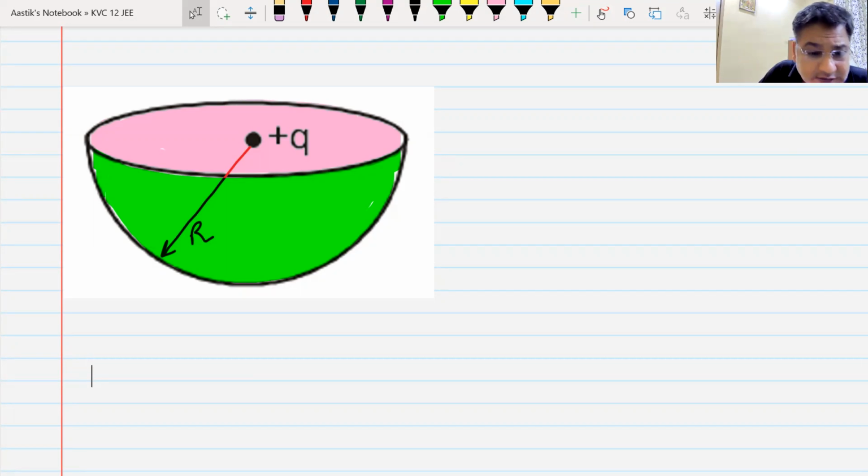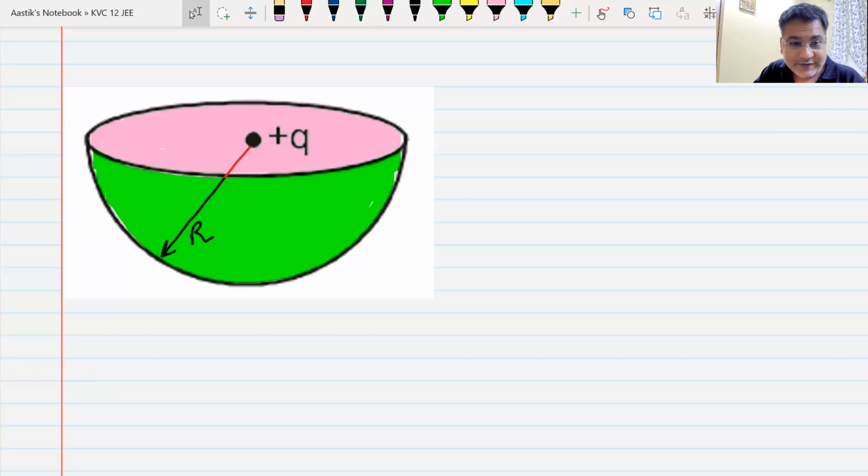Do it fast. What is the flux through the green part and what is the flux through the pink part? I hope you understand the question. The answer is correct, but which part are you giving me the answer for? So that I don't know.